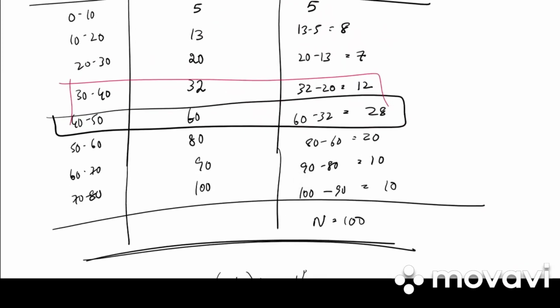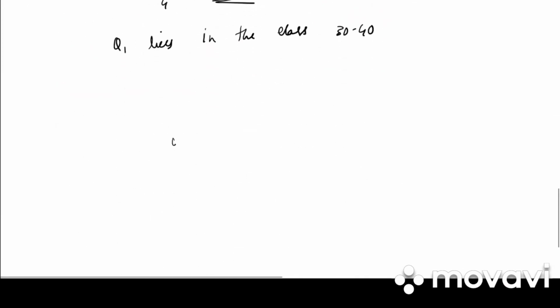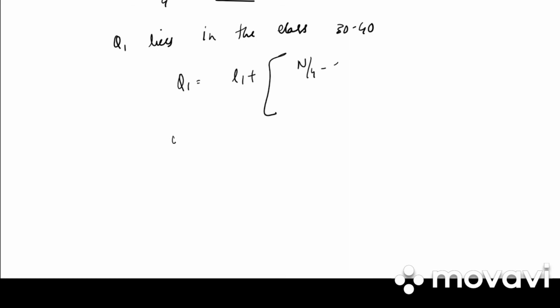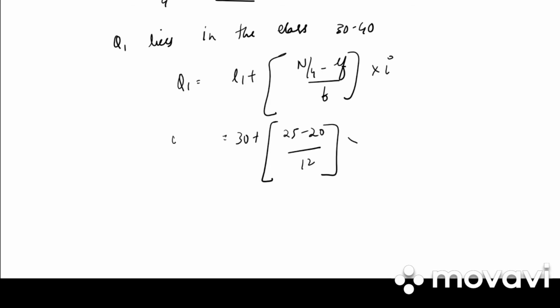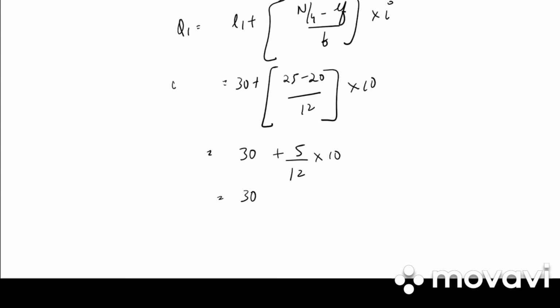Cumulative frequency will be 20, frequency will be 12. So Q1 is equal to L1 plus n by 4 minus Cf divided by f into i. 30 plus 25 minus 20 divided by 12 into 10. 30 plus 5 divided by 12 into 10. 30 plus 4.17, that is 34.17.